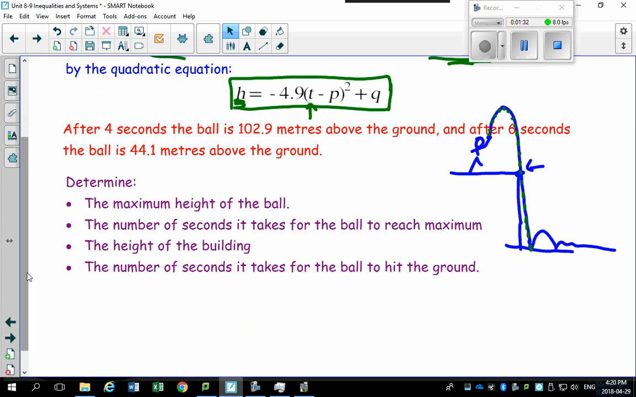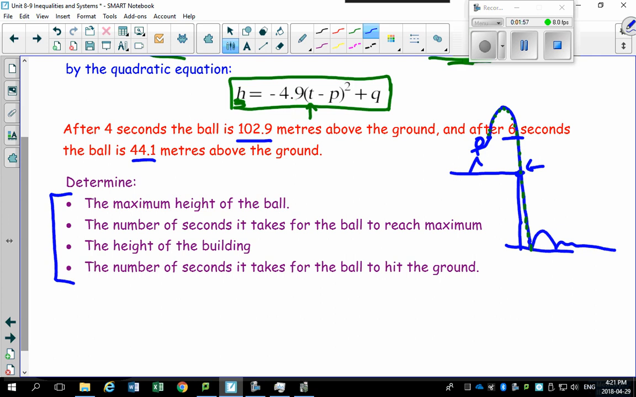It says after 4 seconds, the ball is 102.9 meters above the ground. After 6 seconds, the ball is only 44.1 meters above the ground. Okay, now we're going to be asked to find all of these things. The maximum height of the ball, the number of seconds it takes for the ball to reach the maximum, the height of the building, the number of seconds it takes for the ball to hit the ground.